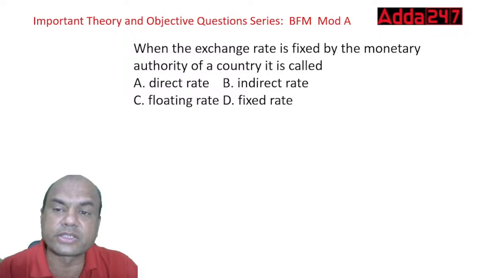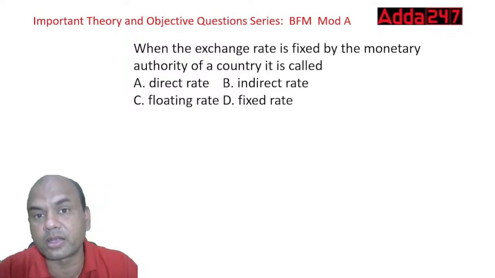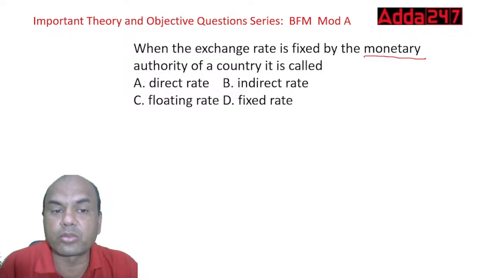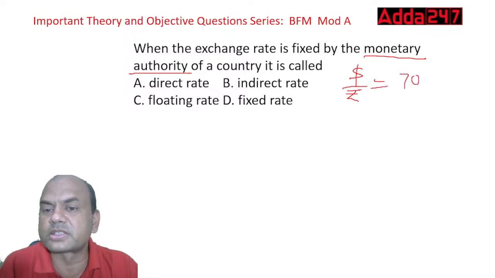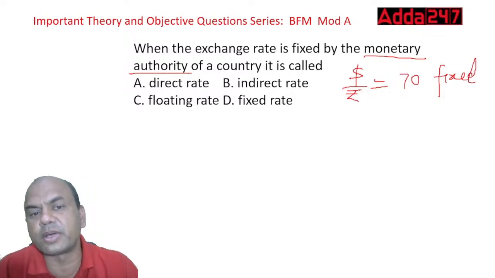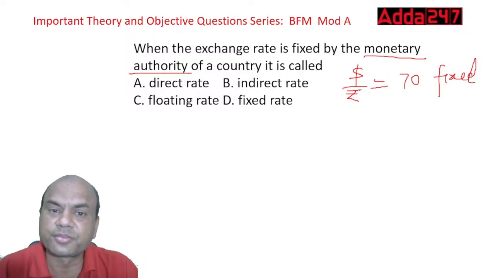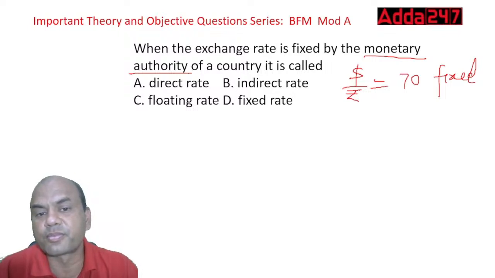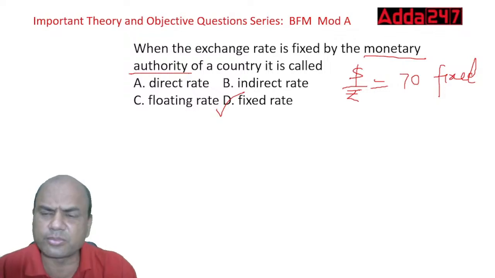When the exchange rate is fixed by the monetary authority of India, or of any country, it is called, here, when it is fixed by the monetary authority, means what? RBI tomorrow says that the dollar to INR rate is, let's say, 70 rupees, fixed, no changes in that. It will not fluctuate. It is fixed by this monetary authority. So in this case, what is it called? Direct, indirect, floating or fixed? It is called fixed, isn't it? It is fixed by the monetary authority of that country. So it is fixed, obviously.